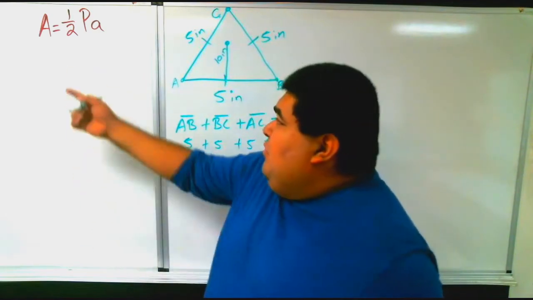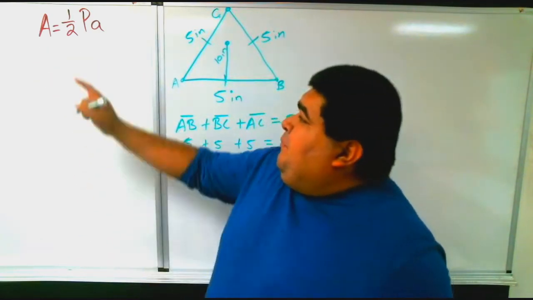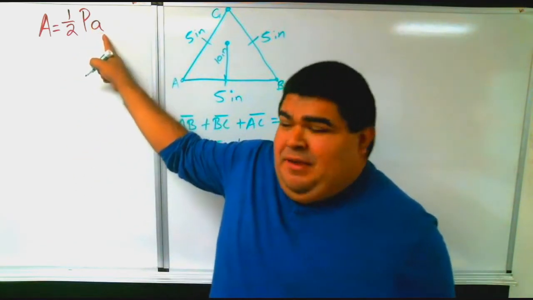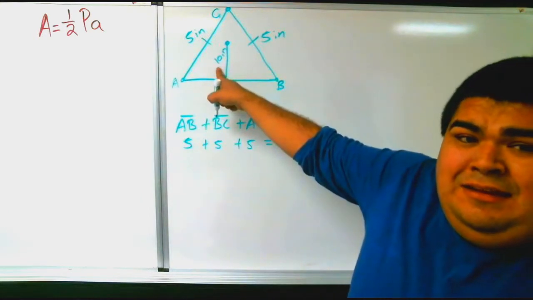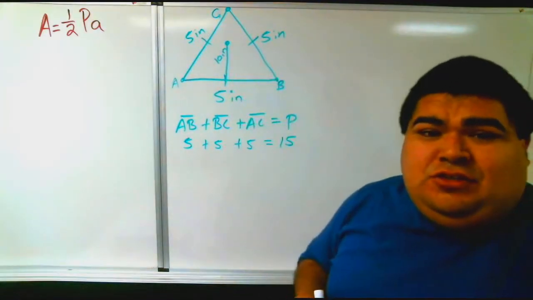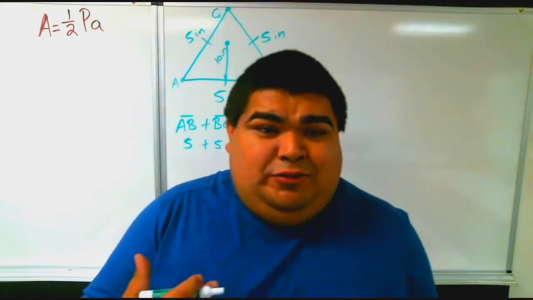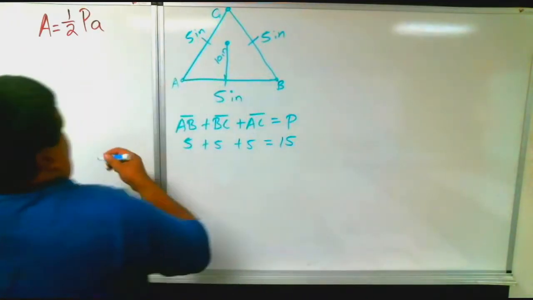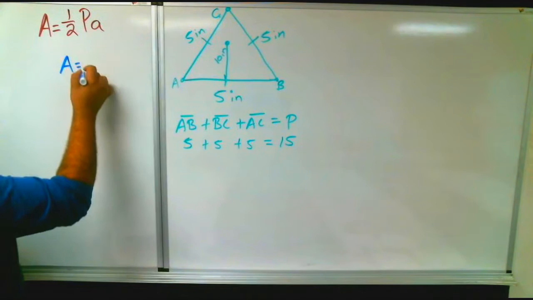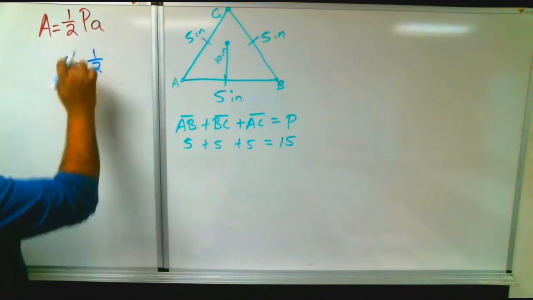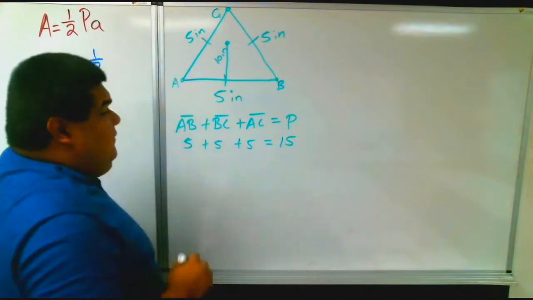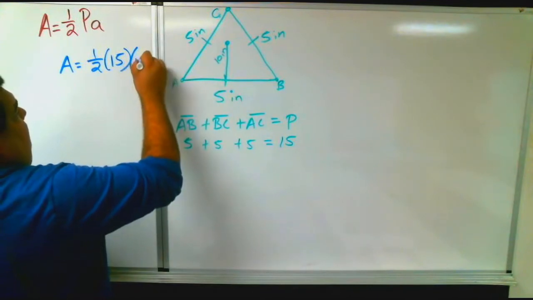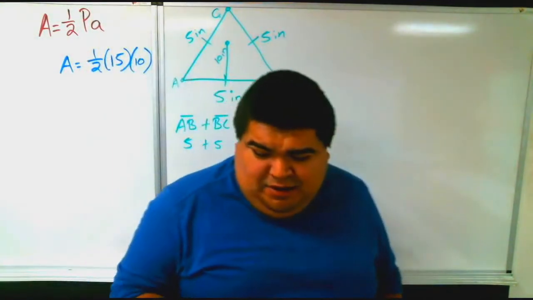Because remember, we're trying to solve for the area. Now that we have our P, our perimeter, we also have our apothem, which is 10. Remember, from center to the edge. So we can actually plug it into the equation. So we have A equals 1/2 our perimeter, which remember our perimeter was 15, times 10, because remember, our apothem is 10.